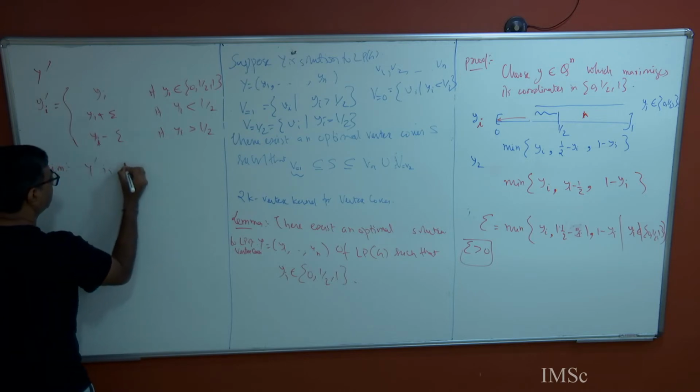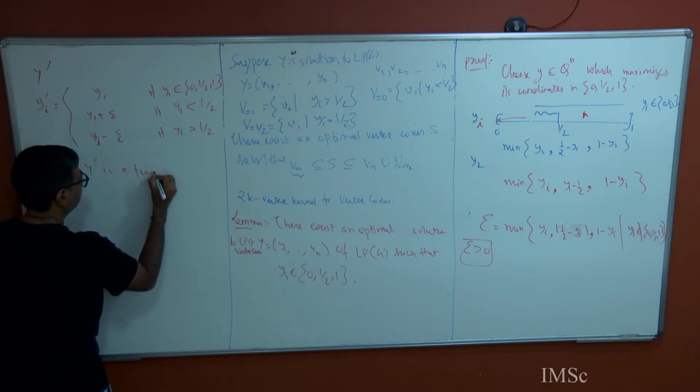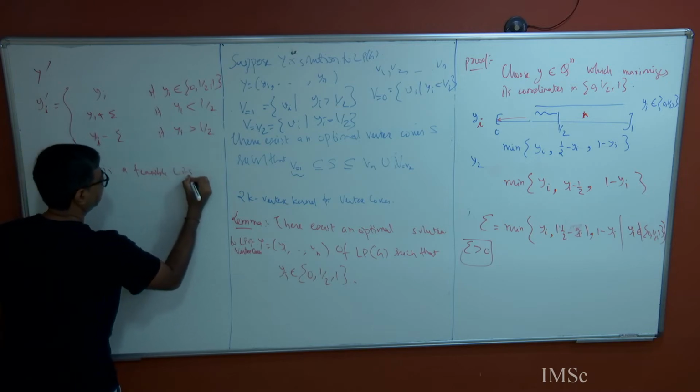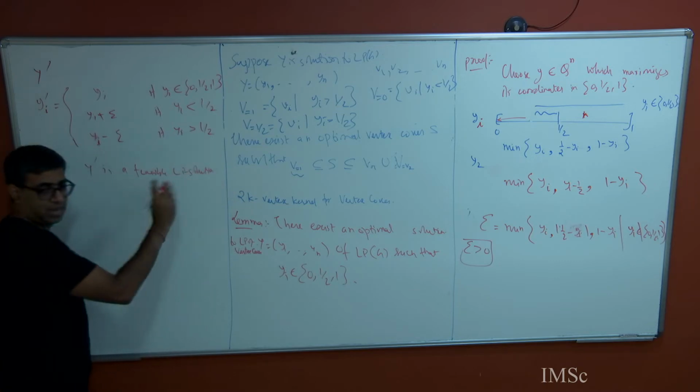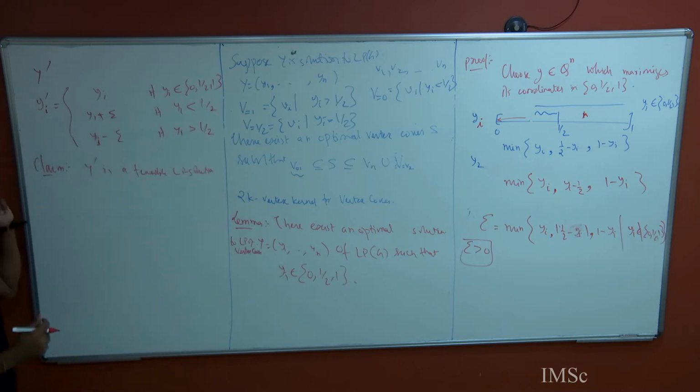Y prime is a feasible LP solution. Forget about what we did; all I'm trying to tell you is that it's a feasible LP solution. Now let's look at why.